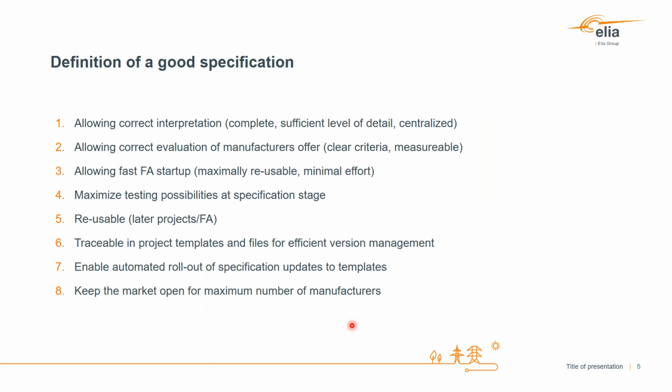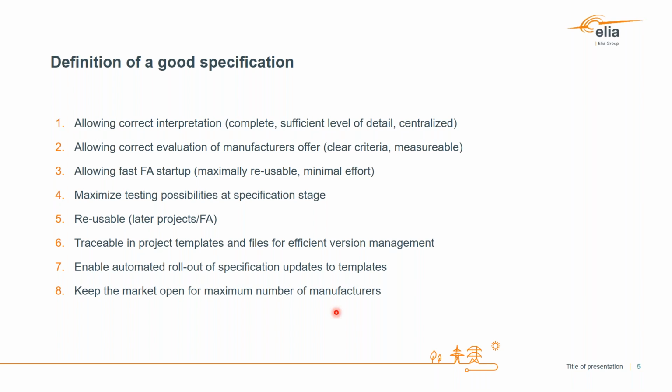So what do we call a good specification? First of all, a specification should allow a correct interpretation. It should be complete, sufficient level of detail, and it should be centralized. So you don't have to look for information in 5 or 6 different documents. No, everything should be centralized and should be complete and clear.